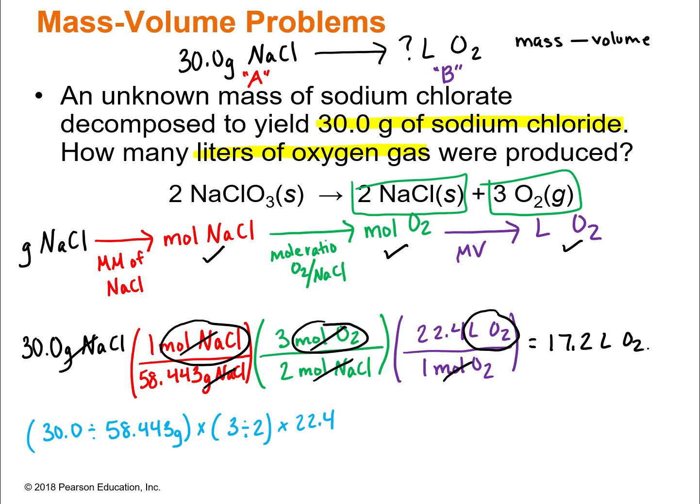You should get 17.2 liters of oxygen gas. I can look at it again. Rounding. If you put 17.3 and I got 17.2, I would call that correct.